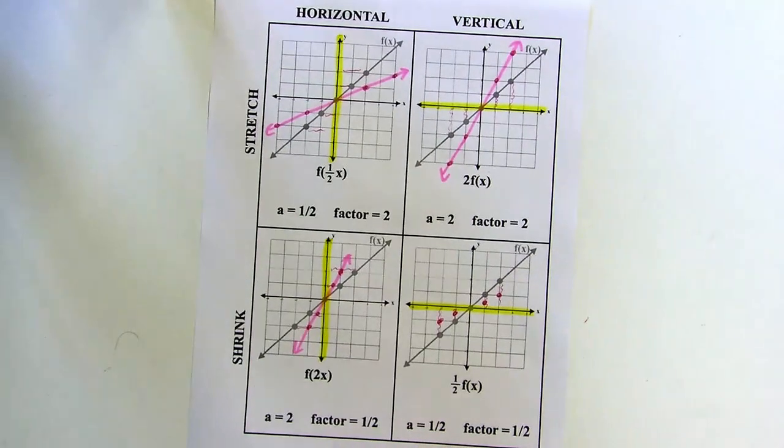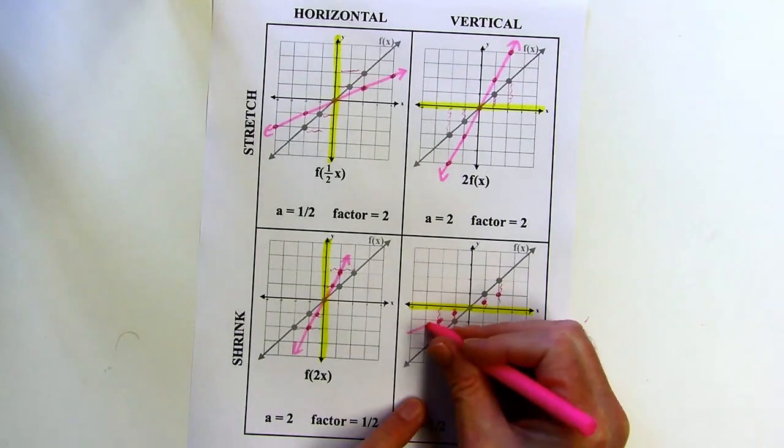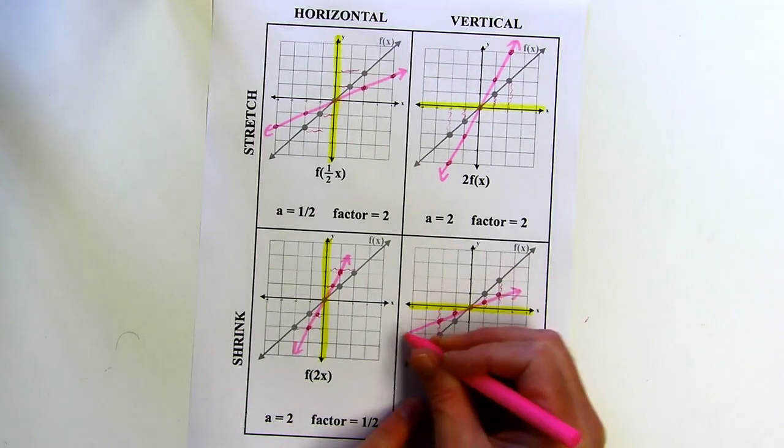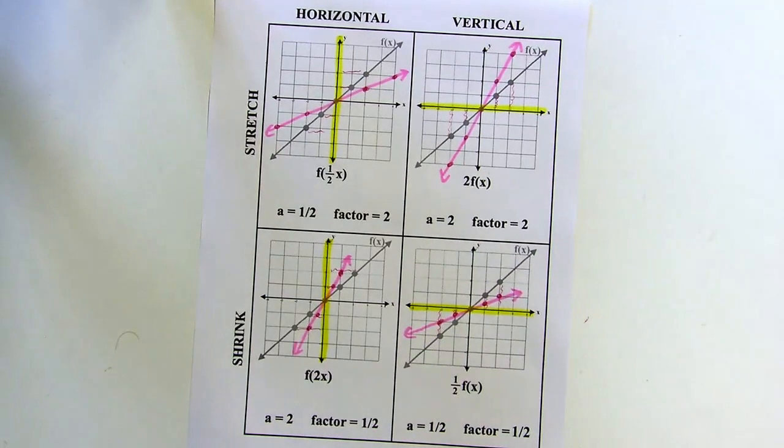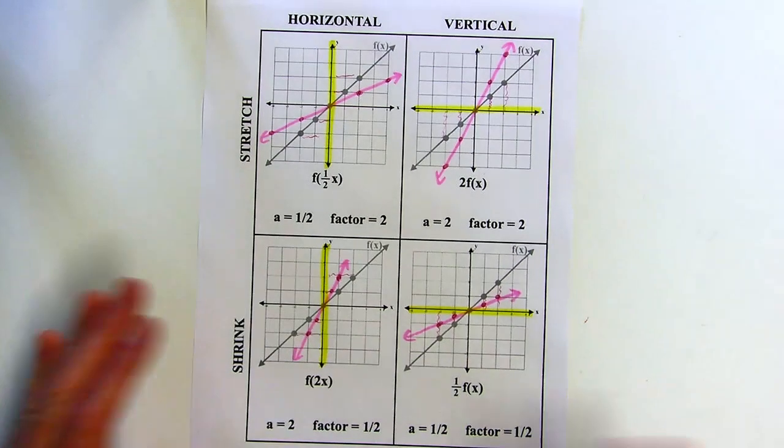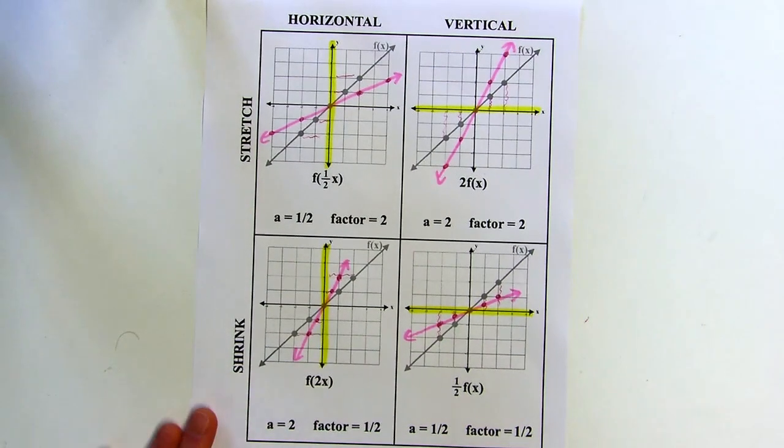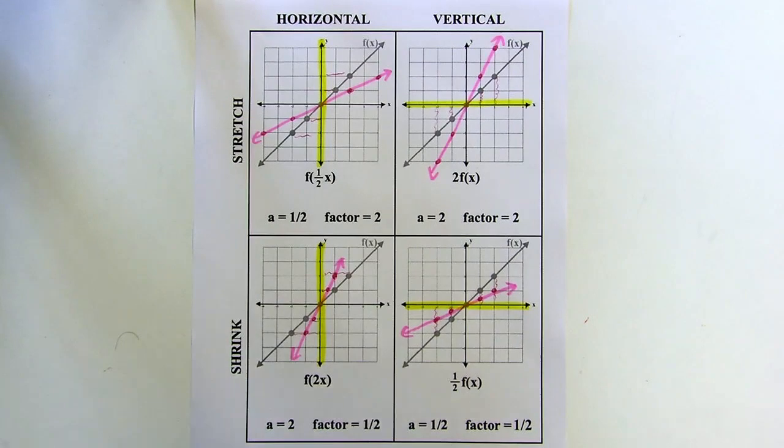And there we've got a vertical shrink. Shrinks are sometimes called compressions. Some books might call them compressions. I call it that sometimes on accident. Okay, that's the end of the section, and I'll see you next time.